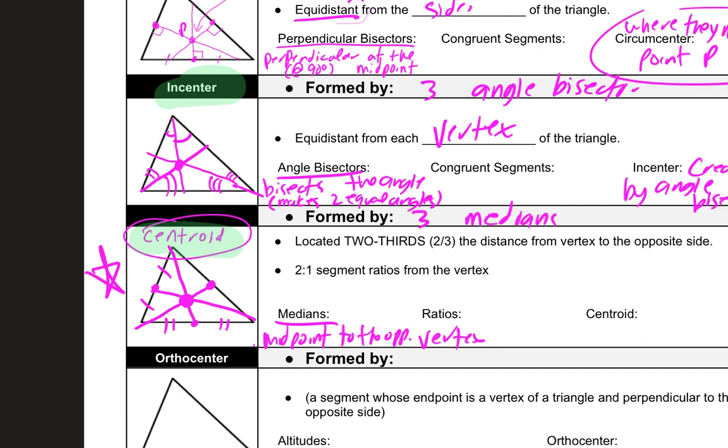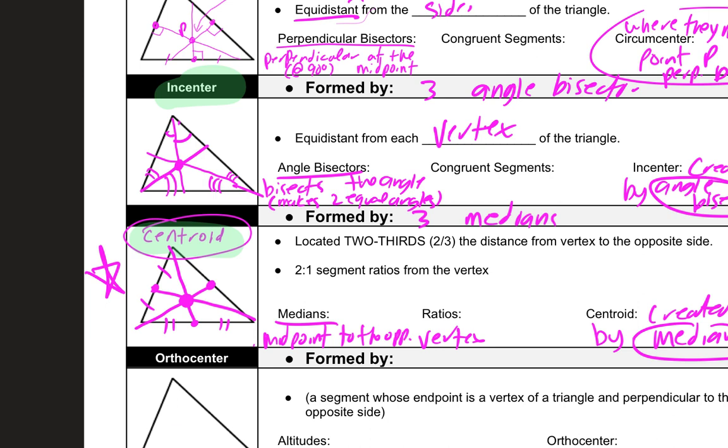All right, so that, right over there, is going to be called the centroid, and we said it's created by medians. So when we see that keyword medians, we're going to think centroid. When we think angle bisector, we're going to think incenter. When we see circumcenter, we're going to think perpendicular bisectors.